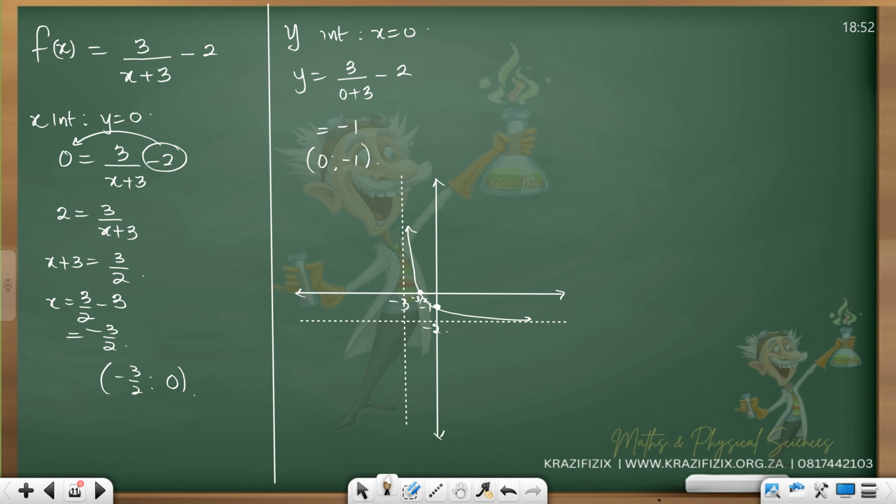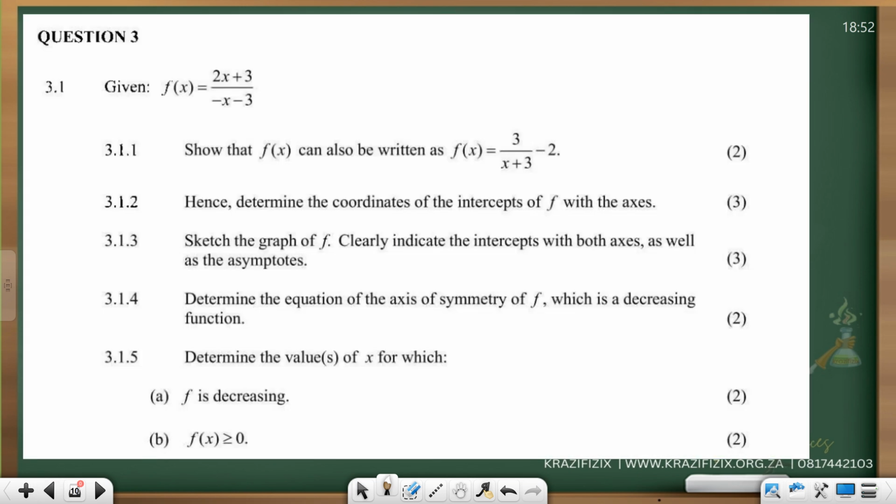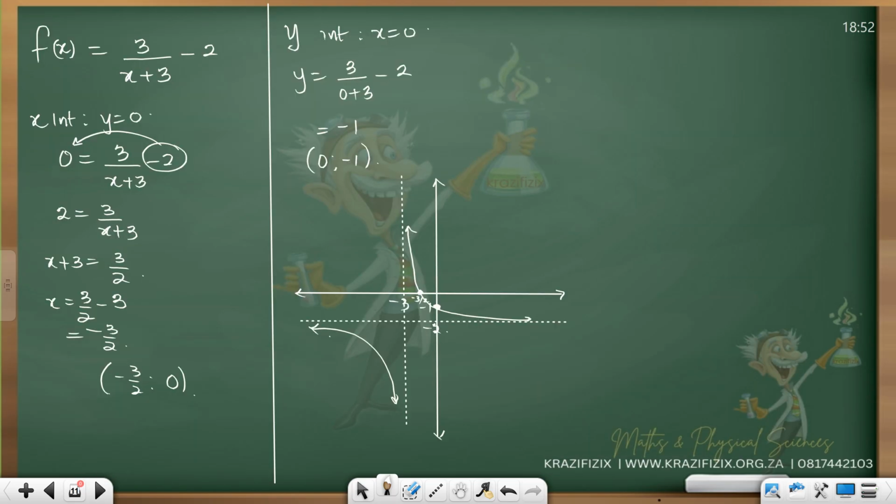Negative 3 over 2. And you know you need to draw the other part of the graph as well. Case closed with that. Next one. Axis of symmetry with a decreasing function. Axis of symmetry. How do we do that?